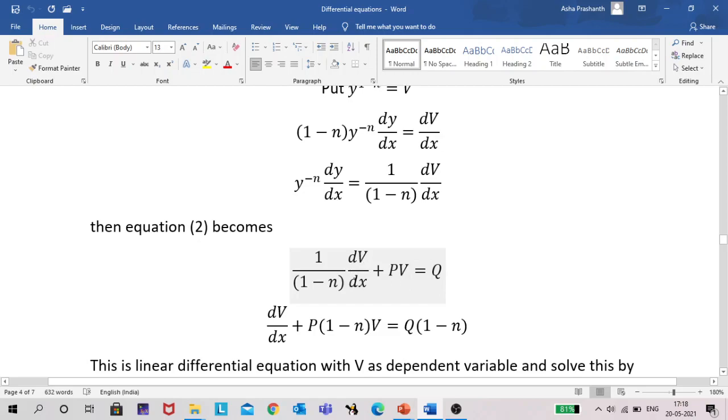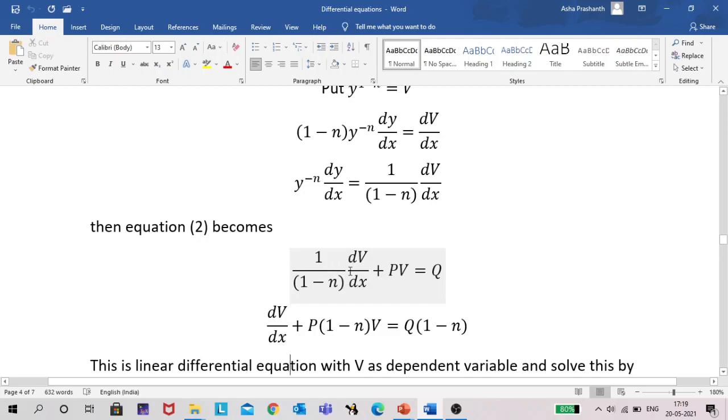I don't want any coefficient for dv by dx, because in a standard linear differential equation we don't have any coefficient for dy by dx. In that, y is the dependent variable; in this, v is the dependent variable. We don't have any coefficient for dy by dx there.